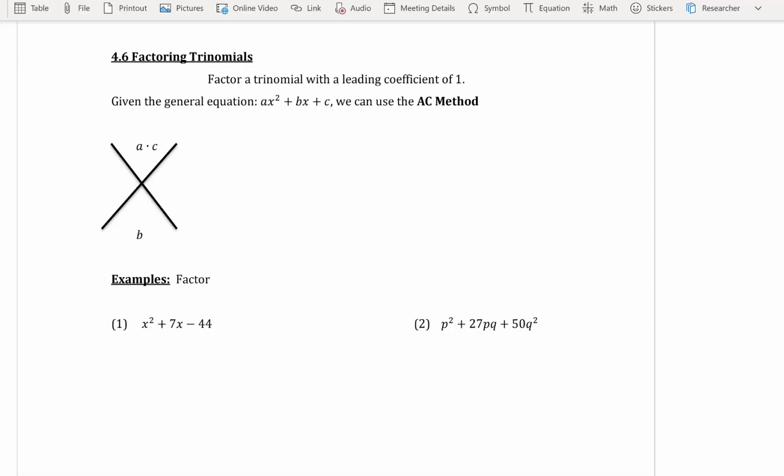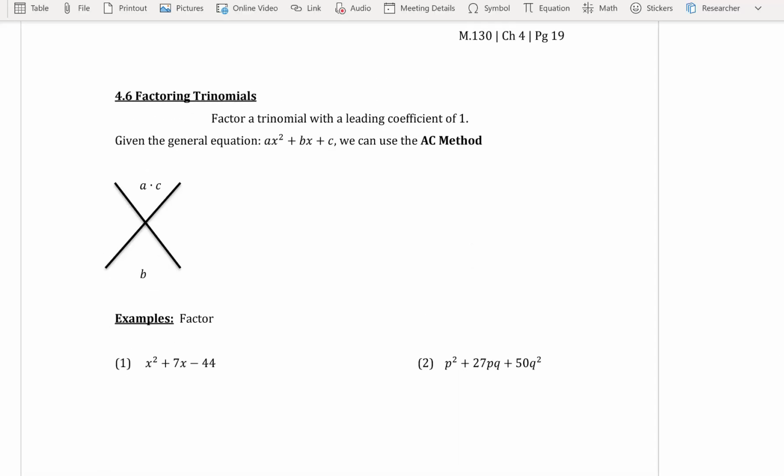Hello, Math130 students. We are going to pick up on page 19, section 4.6, which is all about factoring trinomials. So here, we want to factor a trinomial with a leading coefficient of 1. Given the general equation of ax squared plus bx plus c, we can use the AC method.